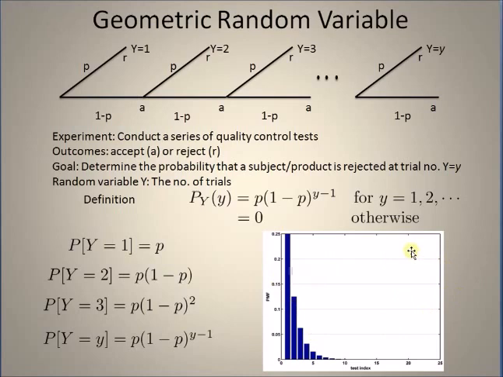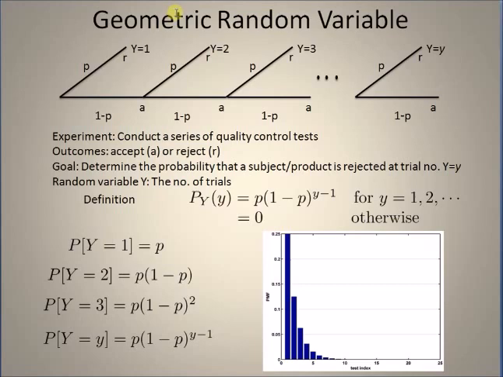This is a graphical representation of the probability mass function of the geometric random variable. Note that the probability mass function is at its maximum at Y equal to 1, and since the probability mass function reduces geometrically as the value of test index increases from 1 to infinity, this distribution is named geometric distribution.